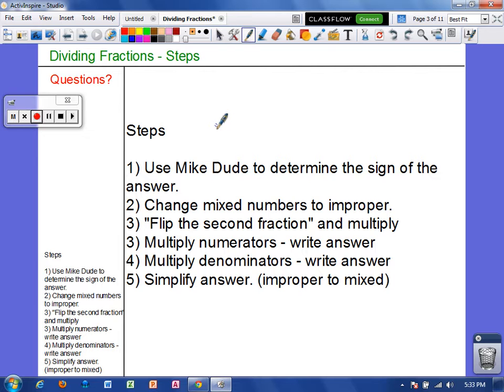The only new step here is to use Mike-Do. Everything else is what you've done before. So after using Mike-Do, we want to change any mixed numbers to improper fractions. Then we're going to flip the second fraction and multiply numerators, multiply denominators, and simplify. And if we have an improper fraction, we will change it back to a mixed number. So let's do some examples together.